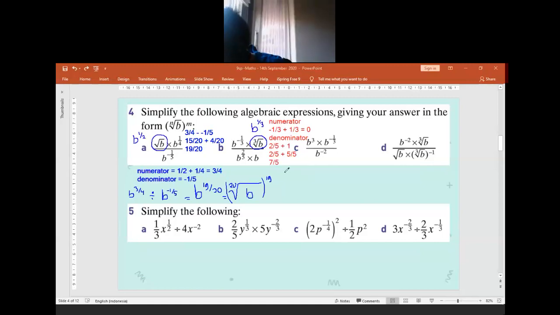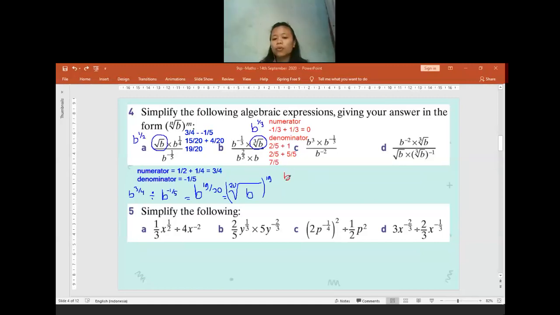So now we will have b to the power of 0 at the numerator, and in the denominator we will have b to the power of 7 per 5. Is there anyone who disagrees or is confused so far? The answer is 1 by fifth root of b to the power of 7.